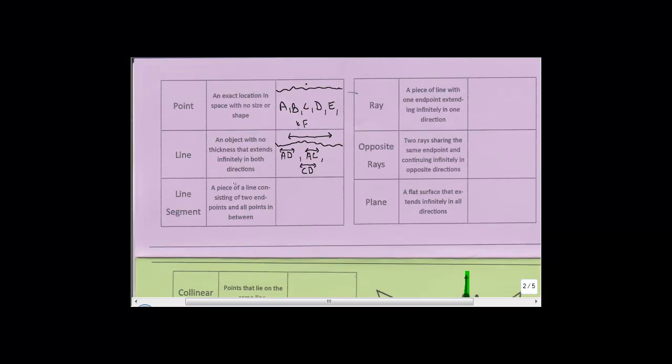Okay, a line segment. A piece of a line consisting of two endpoints and all points in between. So line segments have a beginning and an end. They do not go on forever and ever the way that lines do. That's why we have arrows on lines. They go on forever and ever. Line segments do not. They have a starting point and an ending point. So one line segment is AD. It starts at A and ends at D, or vice versa, starts at D and ends at A.